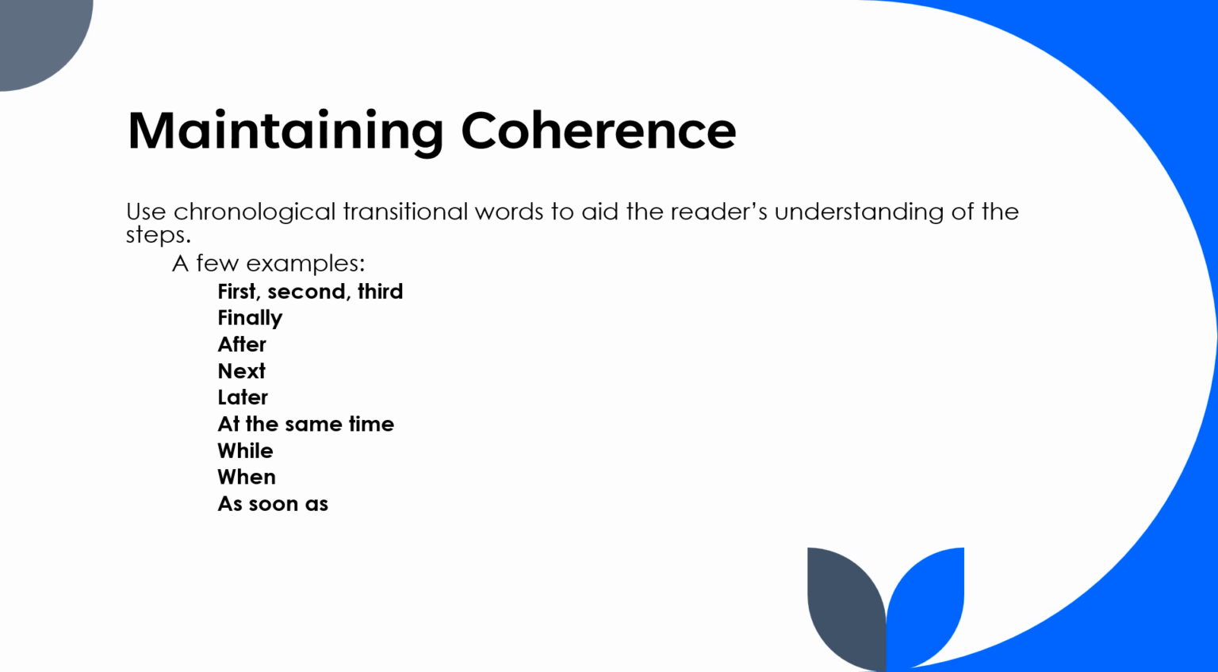Also, we know that coherence is important to help the reader understand. So you're going to want to use a lot of nice signal words, such as first, second, third, finally, after, next, later. These are often chronological markers or signals, all right? And these can help your reader understand what happens in what order.